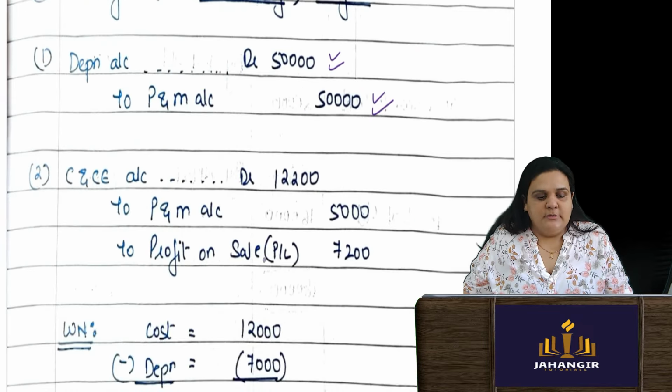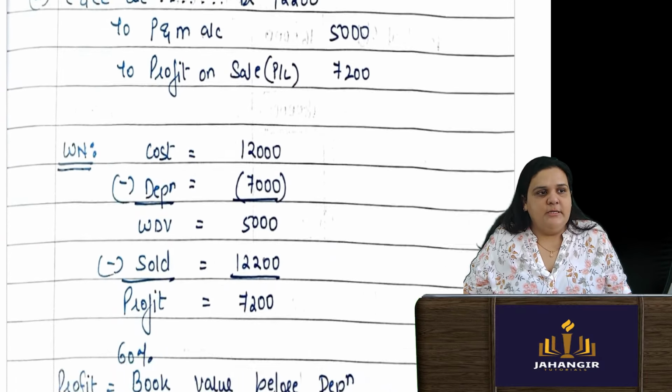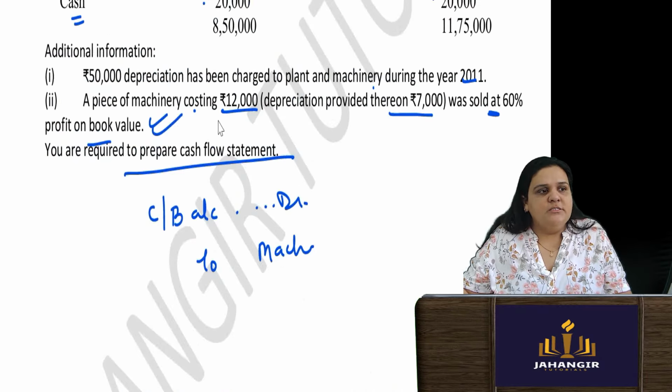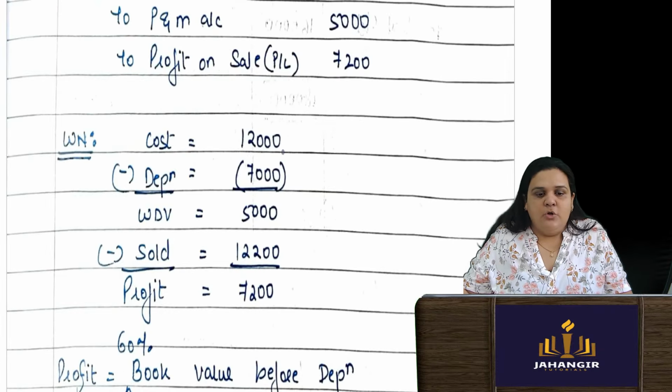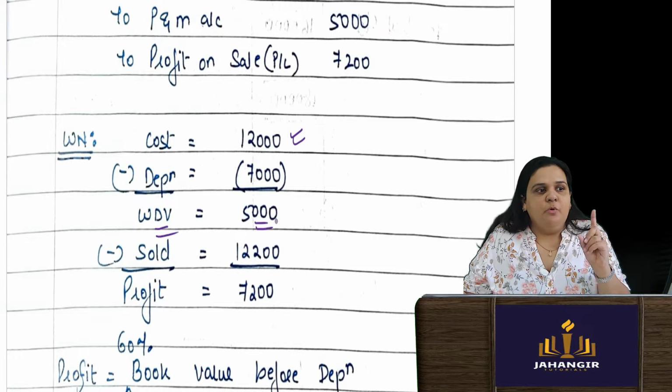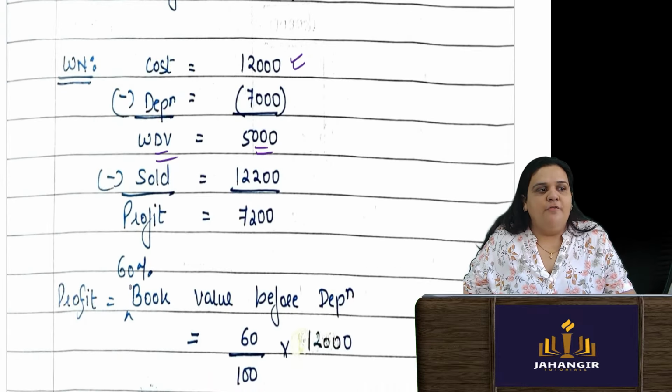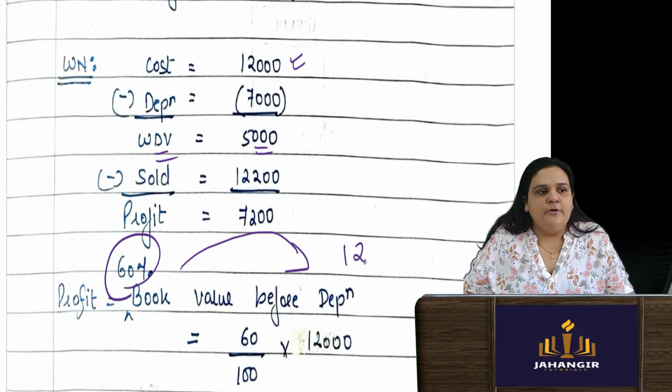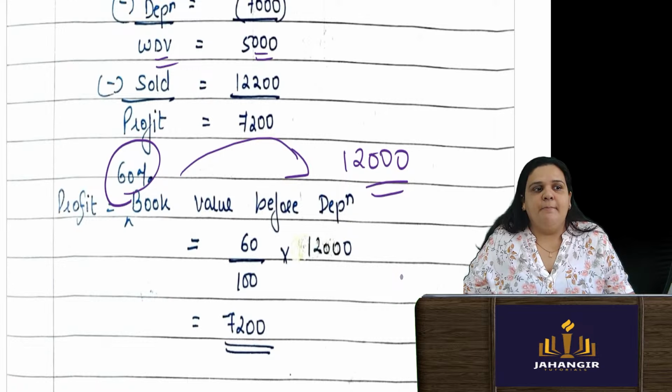So see this. There was a machinery costing rupees 12,000 and depreciation on that was 7,000. So cost 12 minus depreciation, so its written down value is 5,000. It was sold at a profit of 60% on the book value. What is the book value? 12,000, na? Costing. 60% above if I am selling, that means I am making a profit of 7,200.